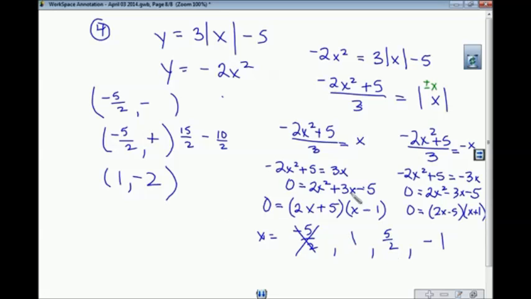Okay. Plug in 5 halves. Do you guys see that when I plug in 5 halves, the exact same thing's about to happen? Because this becomes positive, and when I squared the last time it became positive. So I'm going to get a negative here and a positive here. So doesn't 5 halves work? No. Okay. What about negative 1? Okay, when I plug in negative 1, what do you get out? Negative 2. And that one works.